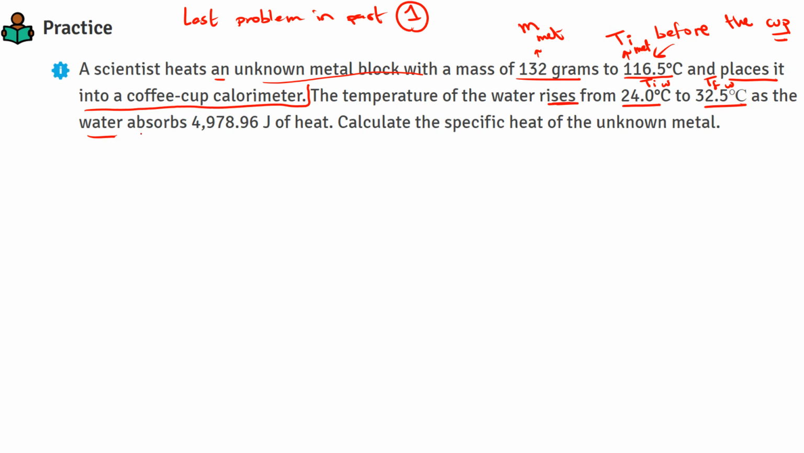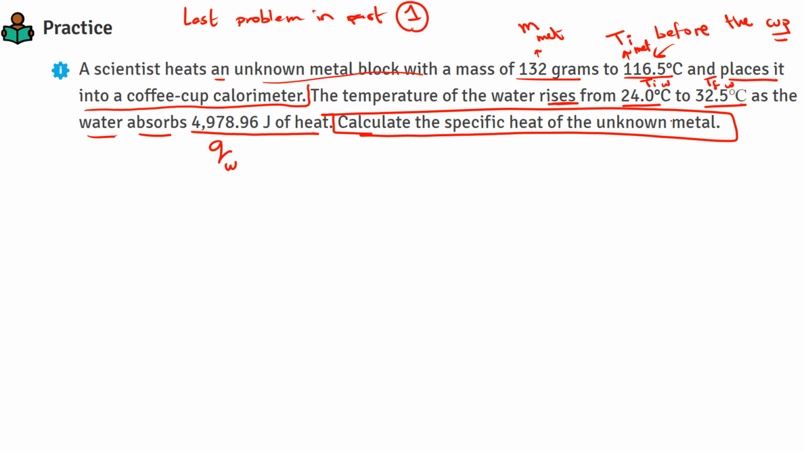As the water absorbs 4,978.96 joules of heat, so this is Q of water. Calculate the specific heat of the unknown metal. So they want the specific heat of the metal. Okay. So what do we know here?